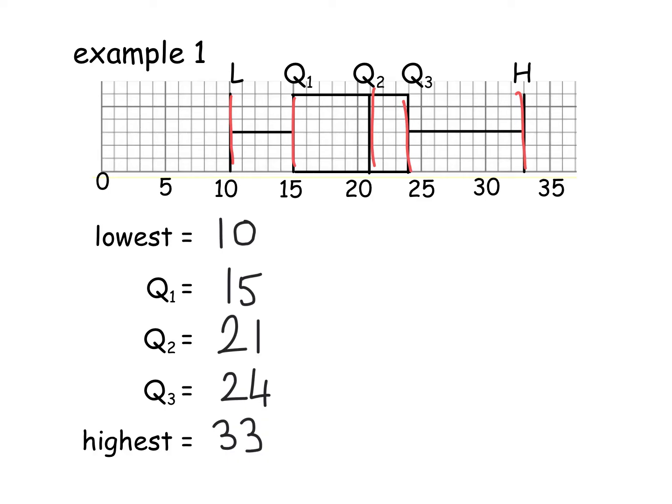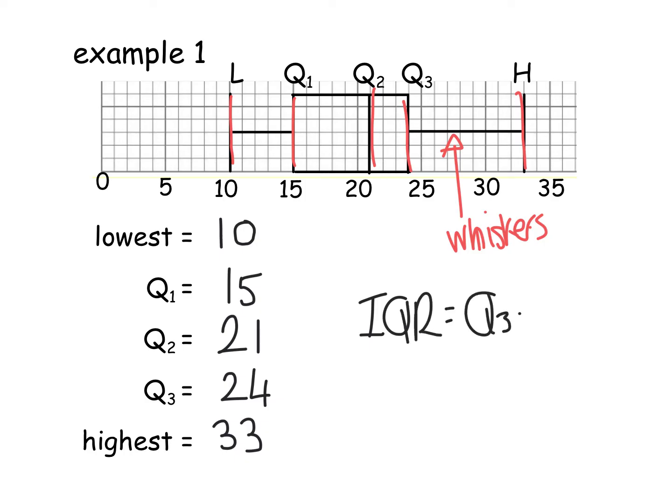I'm very bad at not using the right terminology here. These little lines that join out are called whiskers. You're going to be asked to draw a box plot, and sometimes you're given a box plot and you have to compare it to previous results, and it's up to you to get the interquartile range from it. So while I'm here, I'm going to work out the interquartile range, which, remember, was just Q3 minus Q1. In this case, it's 24 take away 15, which is 9. So the interquartile range here would be 9.